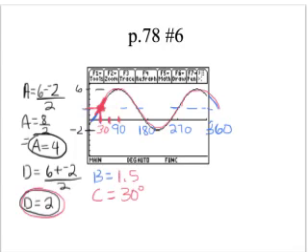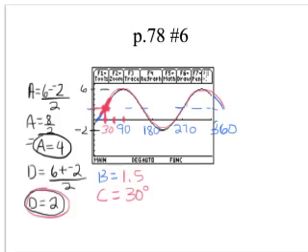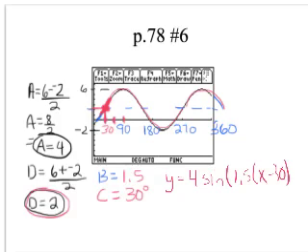Okay, so we put it all together and we get a function y equals 4 times the sine of 1.5 parentheses x minus 30 plus 2.